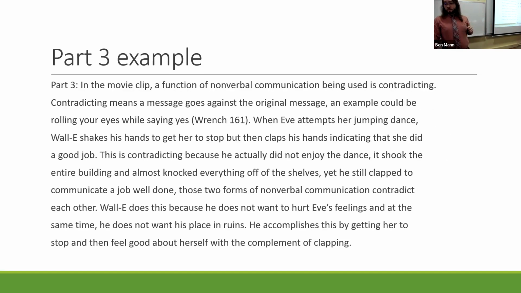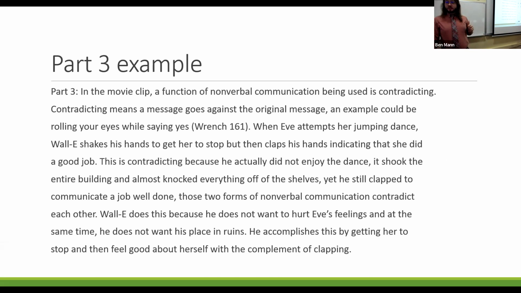The third part of the prompt was the area where there was the most difficulty. There were a couple issues here that a few folks had. First of all, remember that a function of nonverbal communication is a reason that we use nonverbal communication. Kinesics is not a function of nonverbal communication. Oculesics is not a function of nonverbal communication.